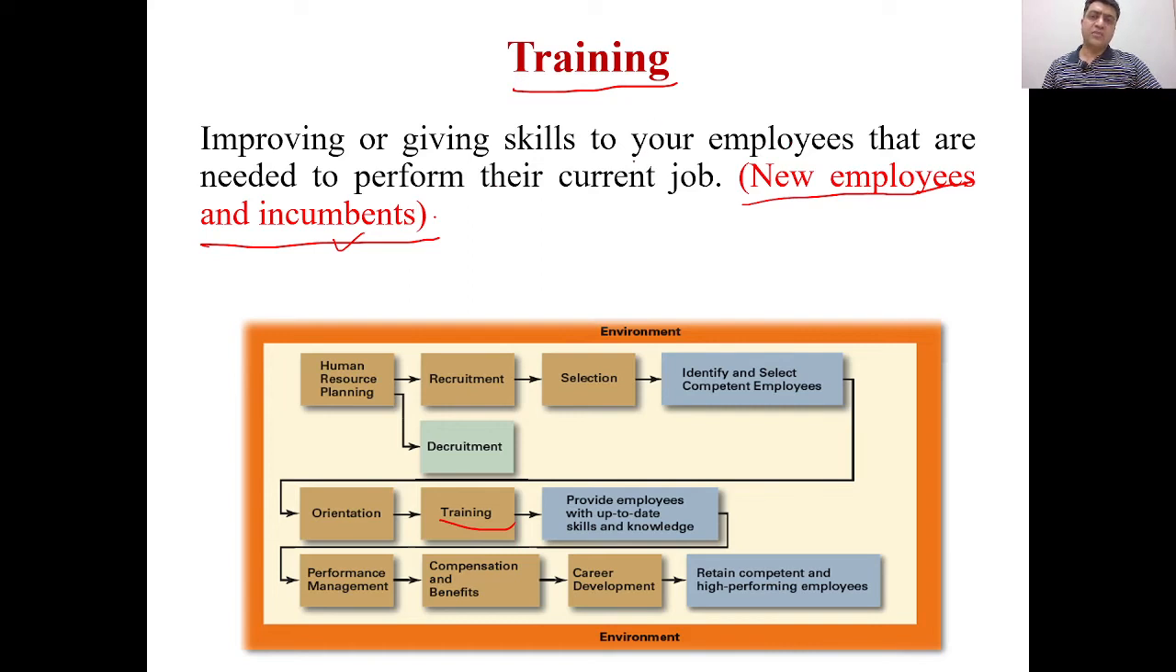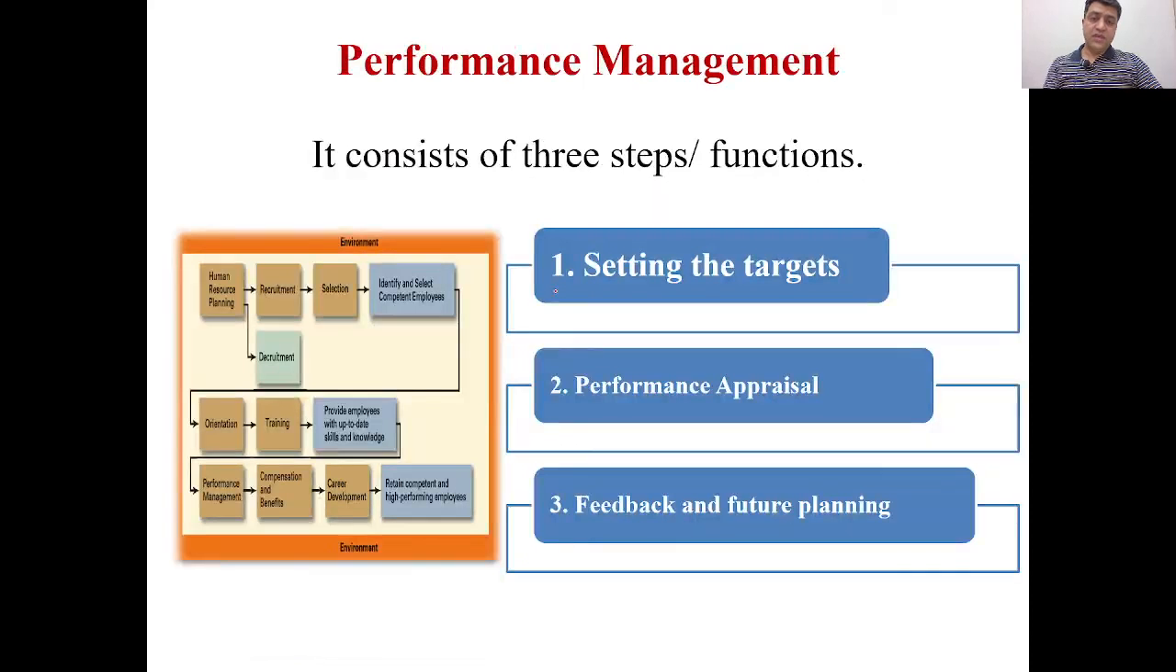They also get trained, and the new employees also get trained. Now, what is your objective of training? The main objective of the training is that you try and give your new employees and the incumbents the skills that they are in need of to perform their current jobs. Now, this is the important thing. For their current jobs, if they're lacking any skills, you give them those skills so they can perform their jobs easily. Then we have this function of performance management.